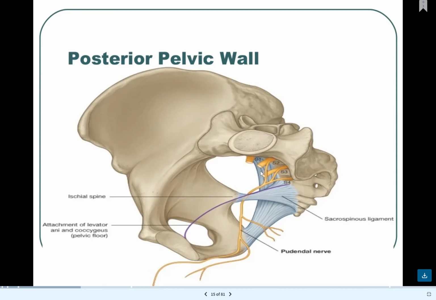And then they are just trying to show us the lumbosacral plexus and some of the nerves that will be formed from the lumbosacral plexus.